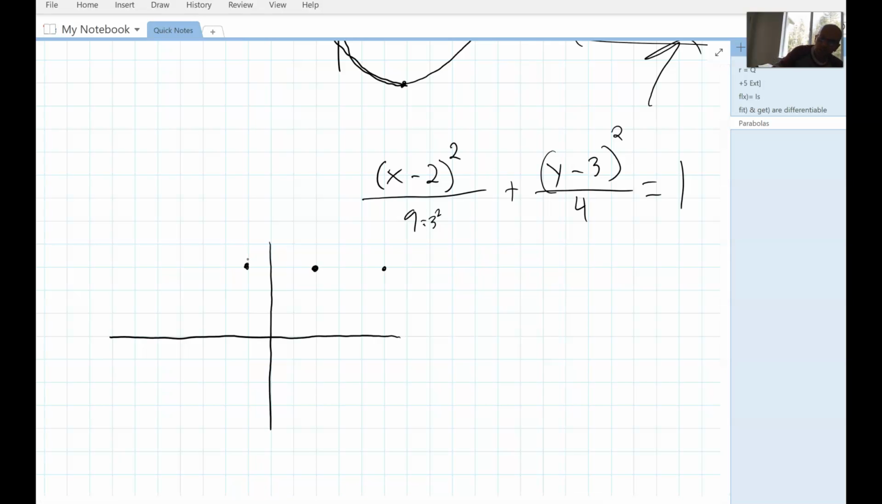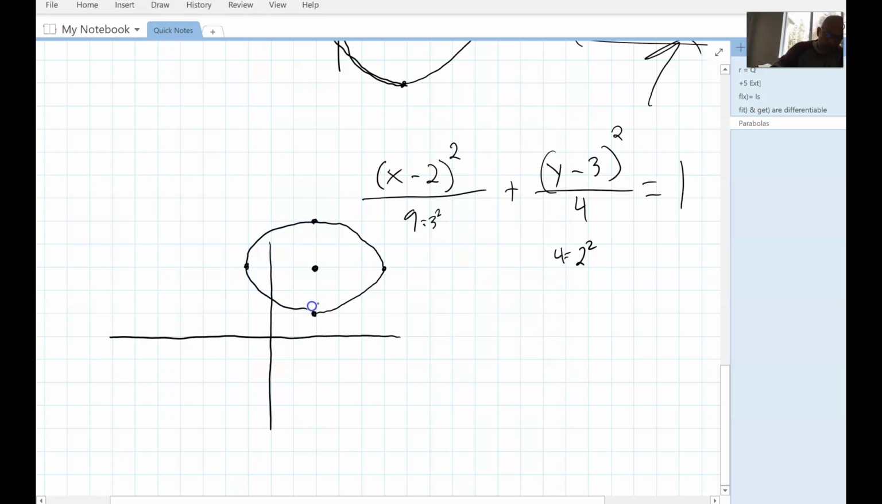And then if I use this 4 over here, this is saying if you go up and down, you're going to go 2 away. So I'd go up 2 and put a dot, go down 2 and put a dot. Again, why is it 2? Because 4 is equal to 2 squared, just like 9 is equal to 3 squared. Okay? So then we could try to be smooth and curvy, we could draw a cute ellipse. Okay? So that's an ellipse. Again, they're pretty straightforward.